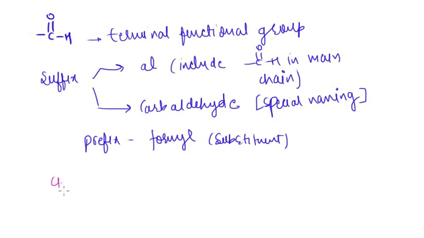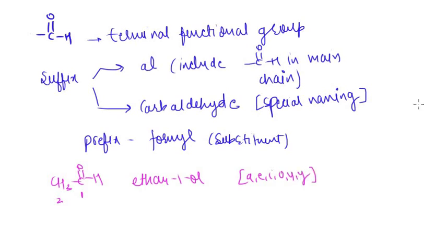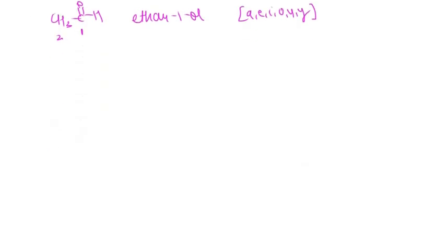How do we name CH3 C double bond OH? We're naming 1, 2, ethane 1 al. We will not name ethane. We will be removing the E, because we have seen A, E, I, O, U, Y. Whenever they come consecutive, we have to remove the very first one.